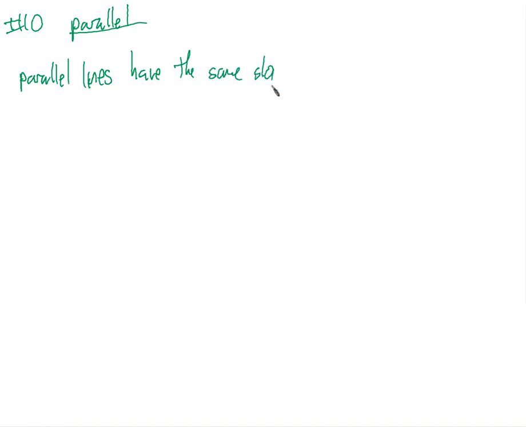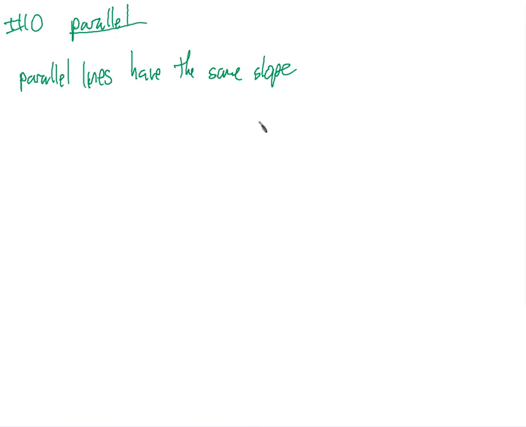This has to do with parallel lines. Okay, let me just say really quickly before I explain it, parallel lines have the same slope. That is one very simple thing we could say about parallel lines. There's lots of different things we could say. They don't touch and all these different things.